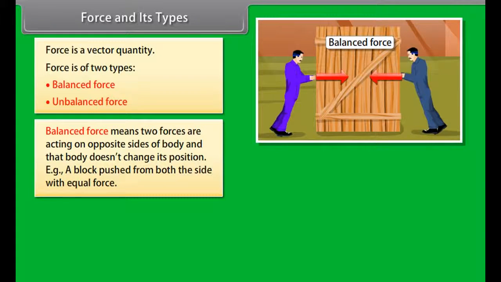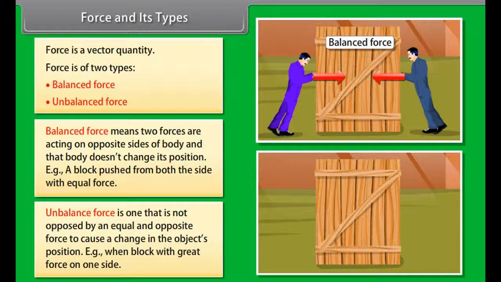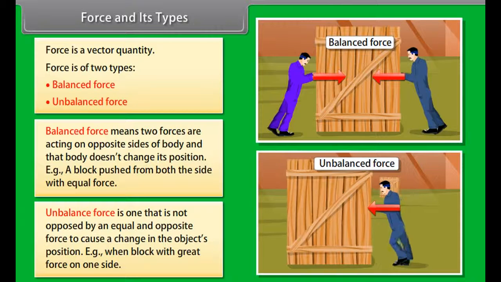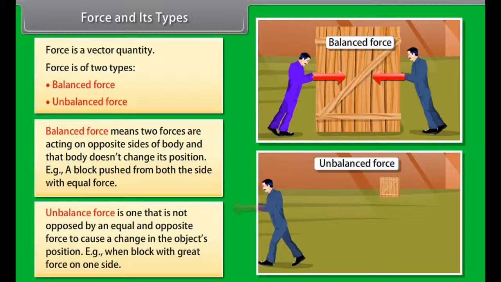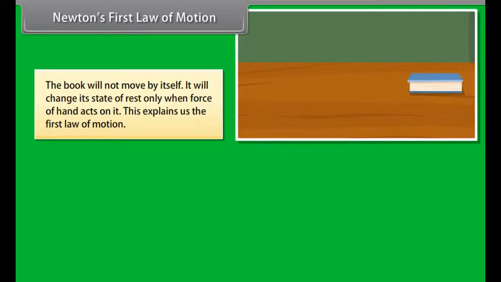Balanced force means two forces are acting on opposite sides of the body, and that body does not change its position. Example: a block pushed from both sides with equal force. Unbalanced force is one that is not opposed by an equal and opposite force, causing a change in the object's position. Example: when a block is pushed with great force on one side.